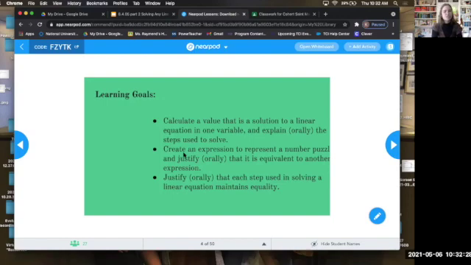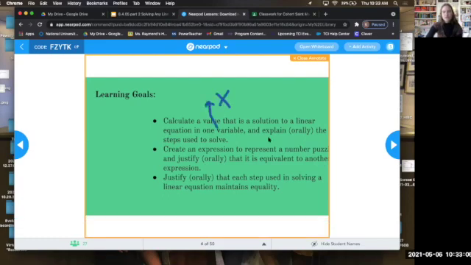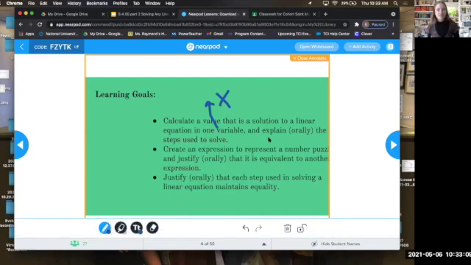And then let's do the third one. Let's have Abner. Will you read off that third bullet point? Justify orally that each step used in solving a linear equation maintains equality. Perfect. Beautiful. Okay, learning goals today: we'll be calculating solutions to linear equations with one variable, so that means our x. So we're talking about variables. That means we're solving for our x, and maintaining equality, so that means maintaining balance.